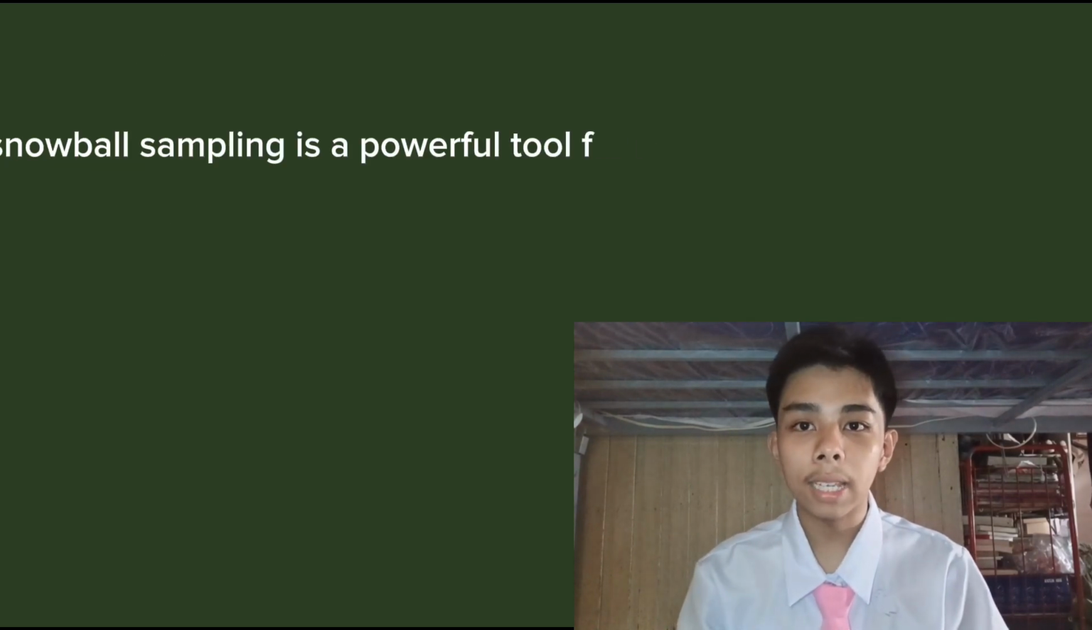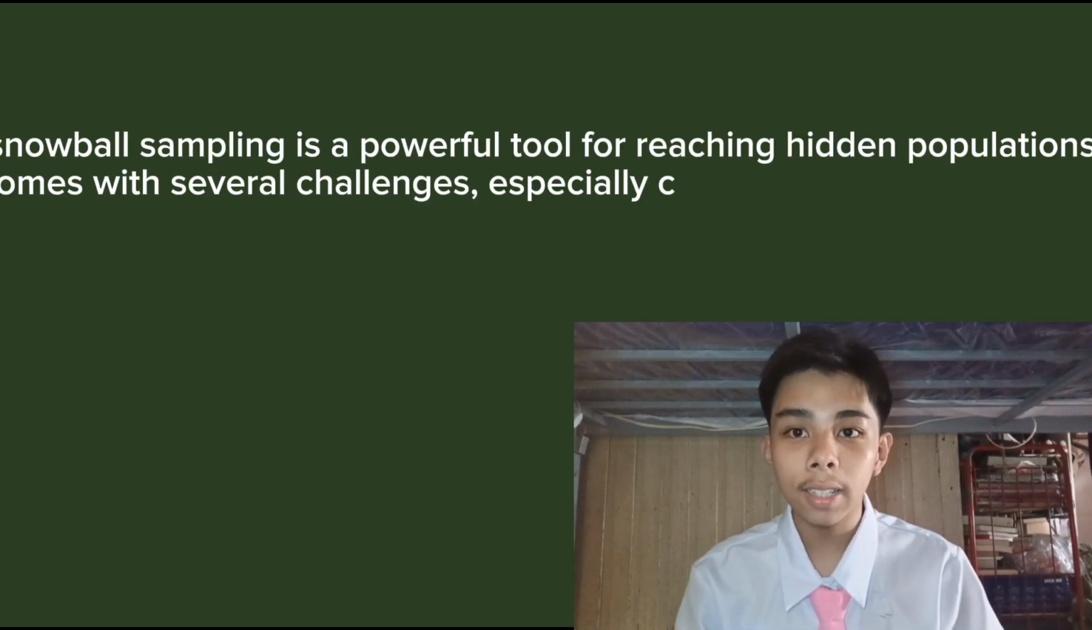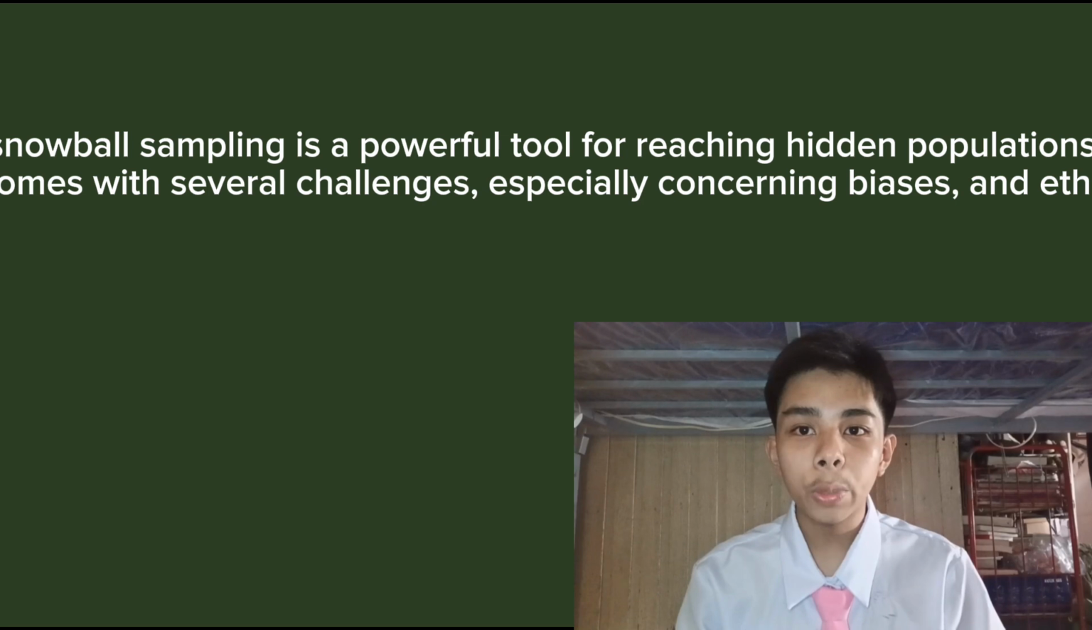While snowball sampling is a powerful tool for reaching hidden populations, it comes with several challenges, especially concerning biases and ethics. Researchers need to carefully design and manage snowball sampling studies, ensuring they address these challenges to maintain the integrity of their research and ensure ethical practices.